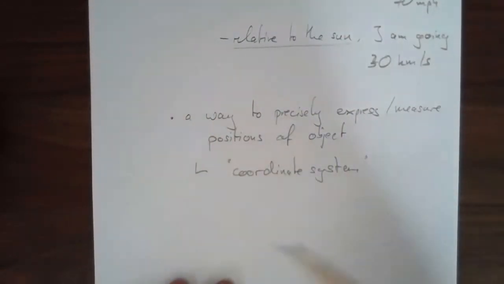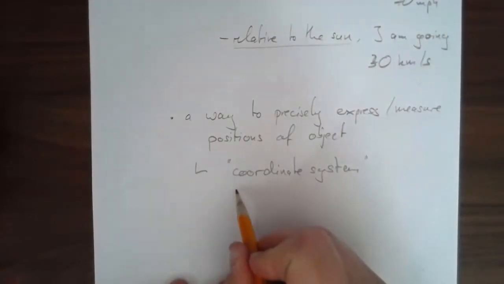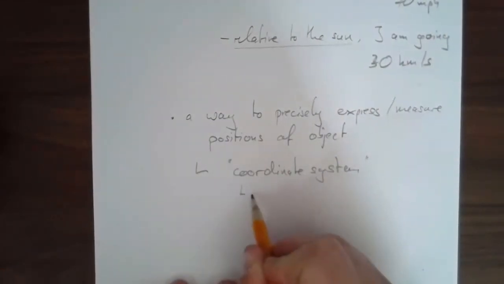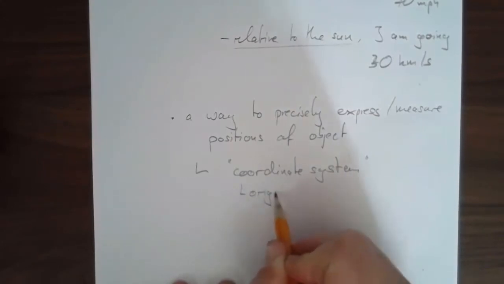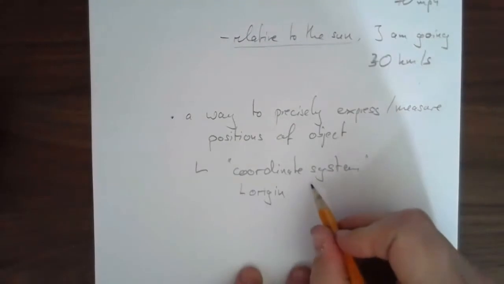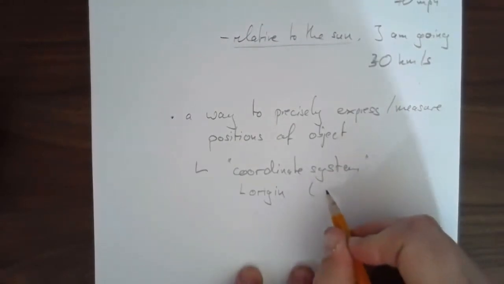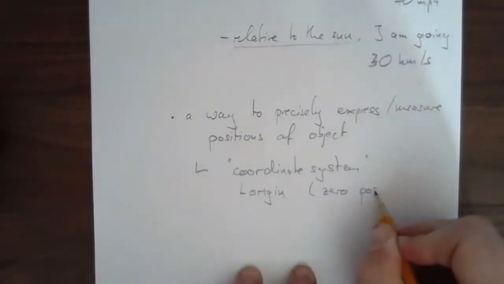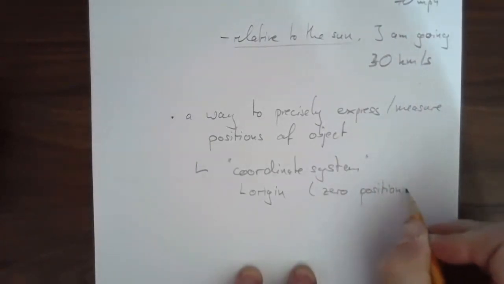Well, that ruler acts as what we call a coordinate axis. So a coordinate system includes these notions. It includes an origin. Again, there's a lot of terminology right now. So this is the 0 position. The place where we say, okay, this position here is 0.